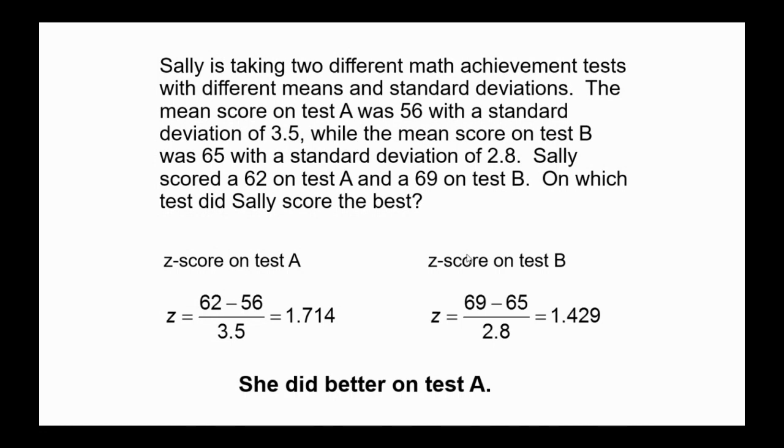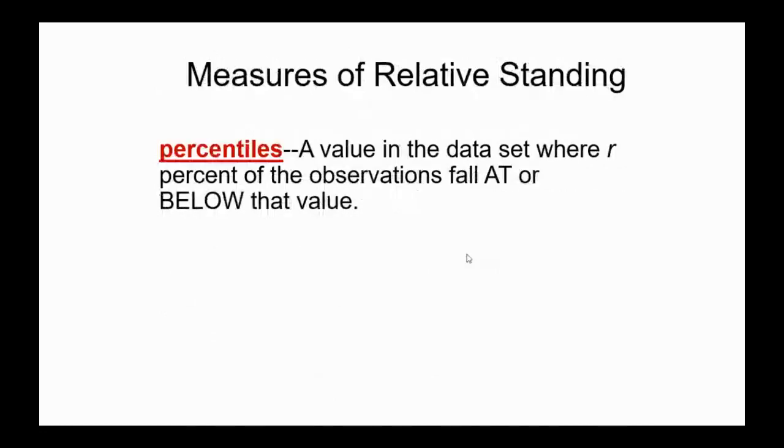Okay, then we have one last example that I'm going to try to squeeze in before the bell. So percentiles. Percentiles basically are how many observations are at or below that point. So if you make a 78, you're in the 78th percentile. That means that you scored better than 78% of the people. Simple enough, right?